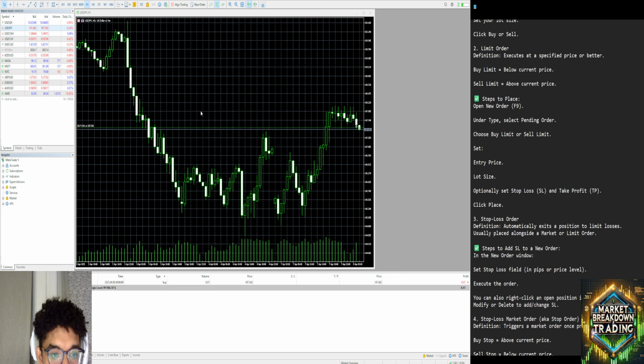So boom, we got that. Here you're going to want to actually set the price, right? So you set the price level. This can be above or below these lines, and you just place it. If you have a buy limit, it'll execute at or below the level. If it's a sell limit, it'll execute at or above the level. So you want to be mindful when you're placing this.